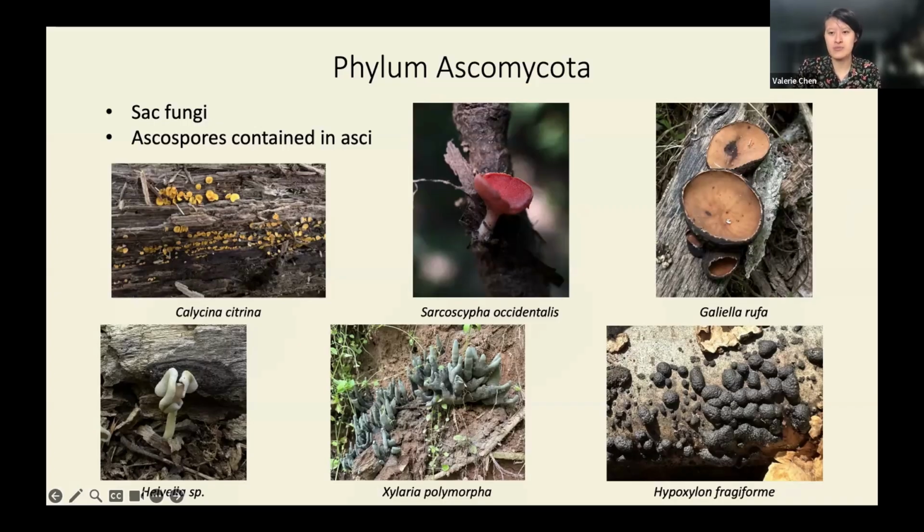All of the fungi in the top row have a fruiting body called an apothecia, which is a cup-shaped fruiting body. The Helvella on the bottom row also has an apothecia, but you can see the shape is a bit different, like a saddle there. The last 2 species on the bottom row don't have apothecia, but instead have perithecia, which are flask-shaped structures containing a pore for the ascospores to be released.